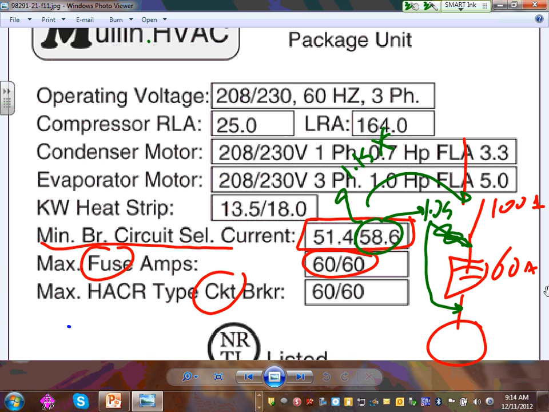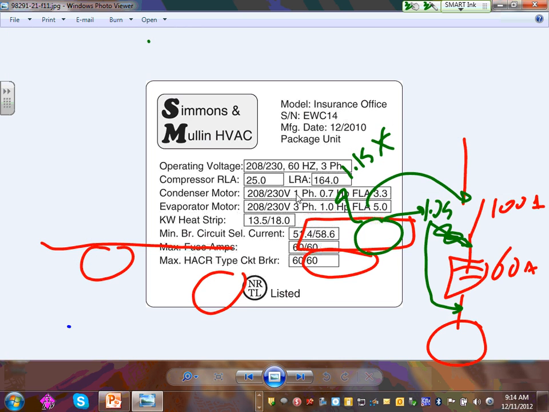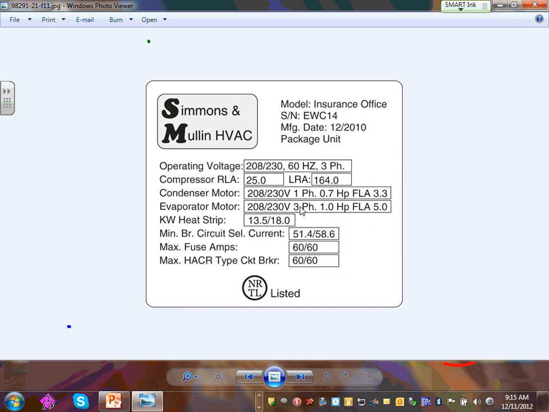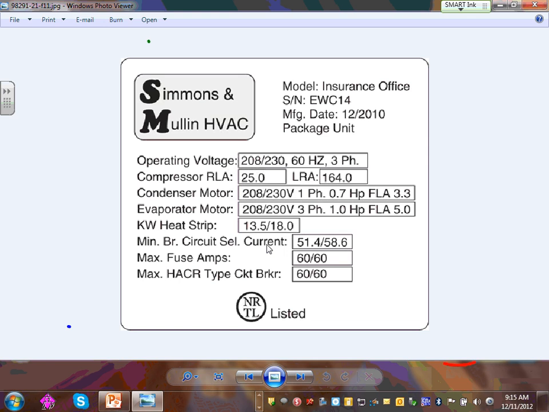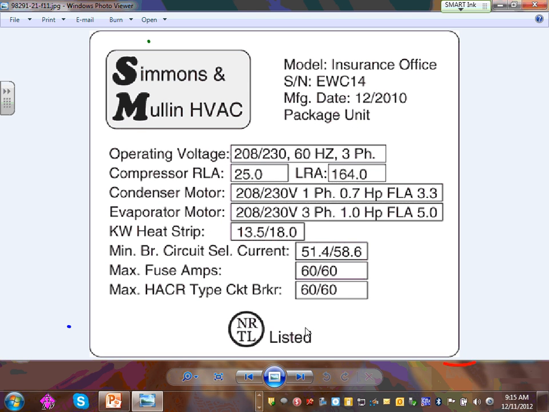Again, I promise you that we will be doing calculations in a little bit more detail than just throwing this at you, but really there's not a whole lot to it. What I want to bring to your attention, guys, is how important this system is. Why do we use an nameplate? Because there's more to it than just a motor. I have a condenser, a compressor, an evaporator, and a kilowatt heat strip inside it. All these are inside one big package. So that's where the minimum branch circuit selection current becomes a big deal.